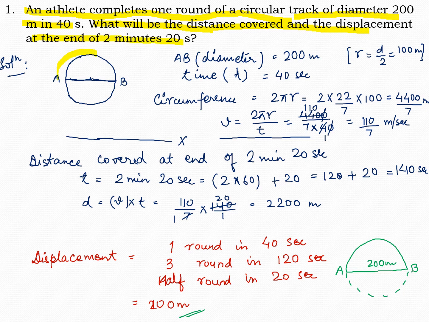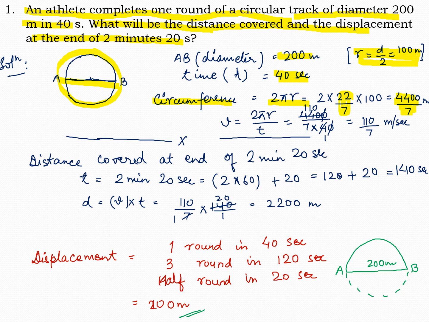So there is a circular path whose diameter AB is given as 200 meter. So then radius will be diameter by 2, sorry, 200 by 2, that will be 100 meter. Time given is 40 seconds. Circumference of the circle will give us the total distance covered, that is 2 pi r. Taking pi as 22 by 7, we'll get the value of circumference as 4400 by 7.